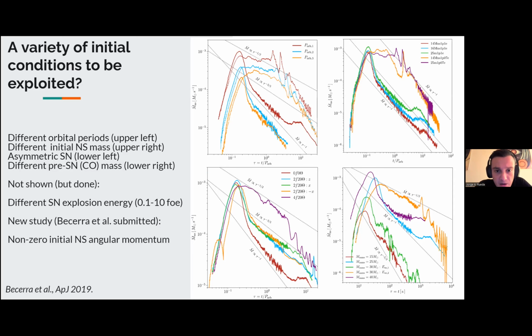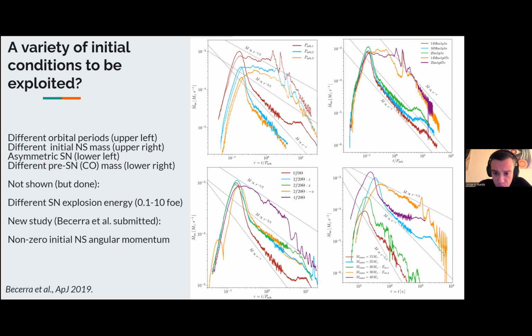These are a variety of examples. This is the accretion rate onto the neutron star companion for a variety of scenarios. In the first plot, you see different orbital periods. In the upper right, you see different initial neutron star masses. On the lower left, these are asymmetric supernova explosions that Massimo mentioned yesterday. These are a very important ingredient that perhaps we should take into account more in our analysis.